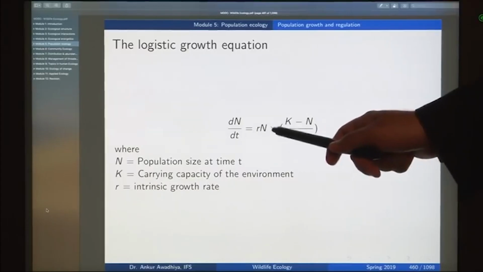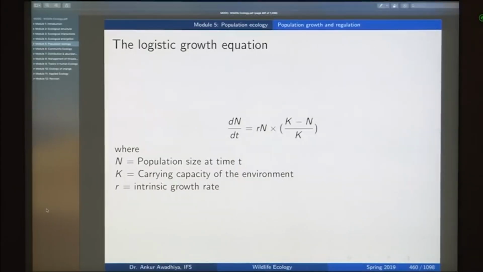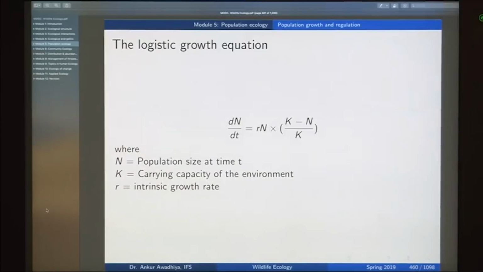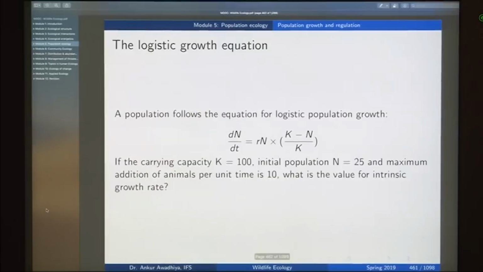It is a factor of the size of the population, because the larger your population size is, the more breeding females there are in your population. So, you will have more progeny, but this factor is also modulated by another factor, which is a measure of the carrying capacity of your habitat. So, it is K minus N divided by K.